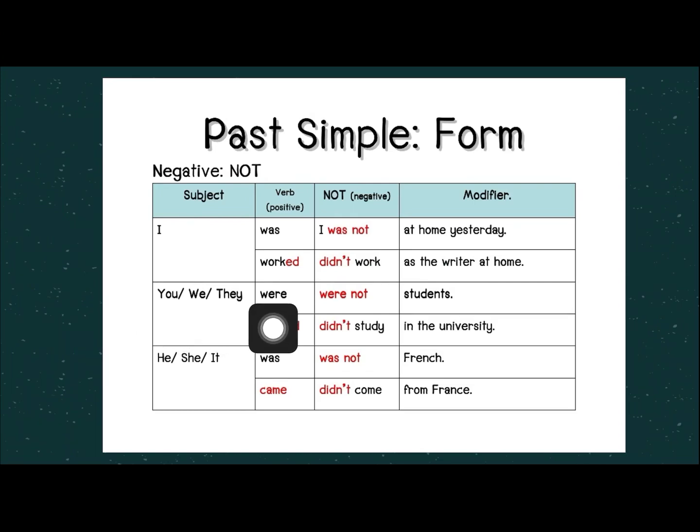Yep. Were or weren't students. With a specific word, we have studied, didn't study at the university. Or the third person, he, she, and it, was or wasn't French. So that person belongs to the French country, to France. Okay, perfect. For example, we have to say with a specific word, he came or he didn't come from France.